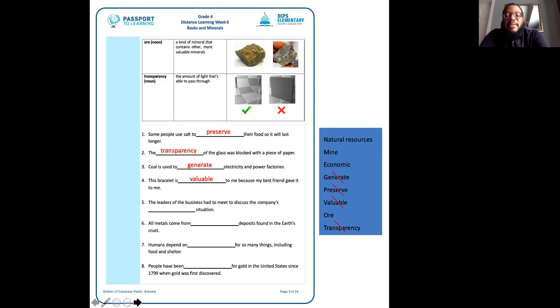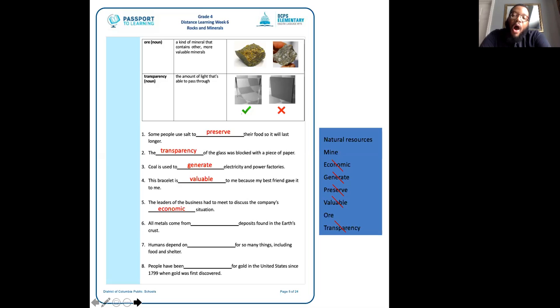Number five, the leaders of the business had to meet to discuss the company's blank situation. Natural resources, mine, economic, and ore. Which one would make the most sense here? The leaders of the business had to meet to discuss the company's blank situation. If you are thinking economic, because it has something to do with money, we know that businesses make money, you're correct. The economic situation. Good.